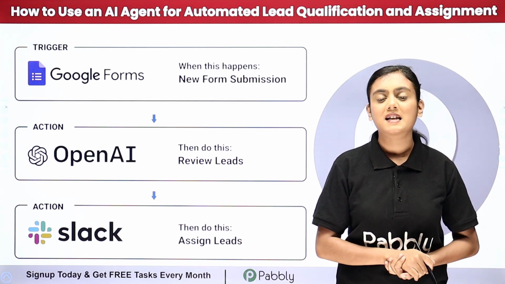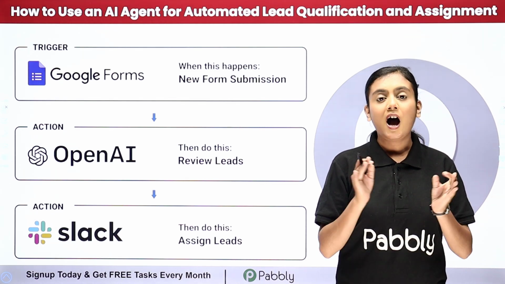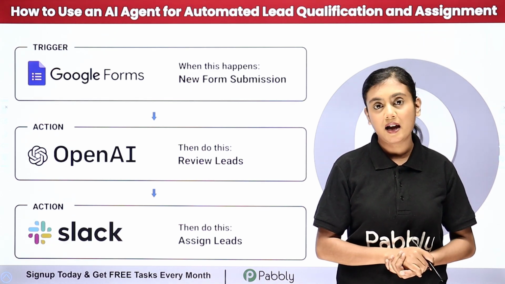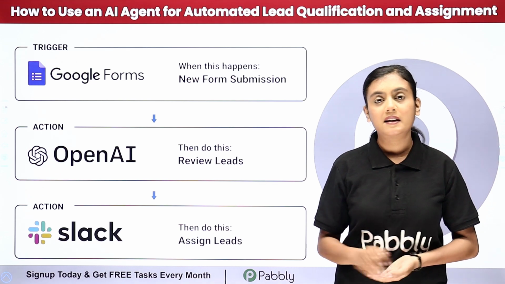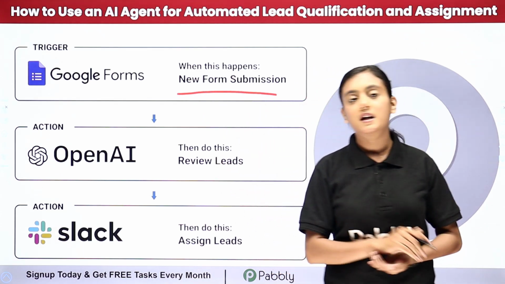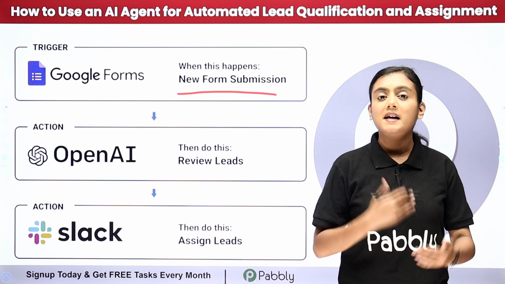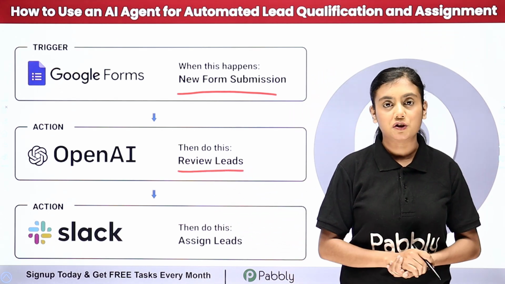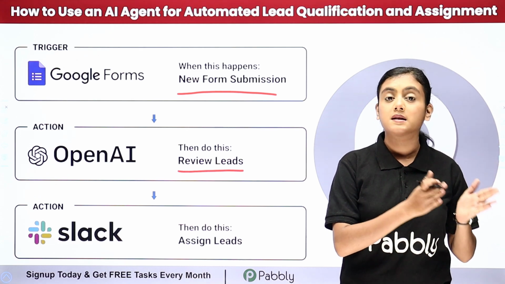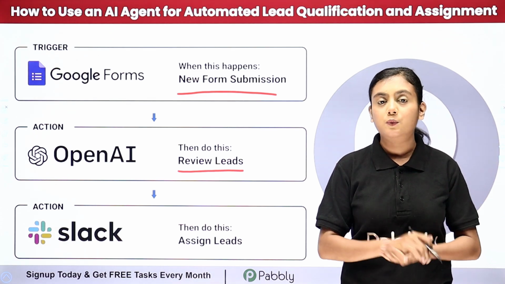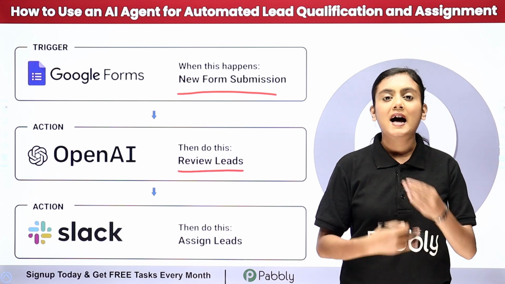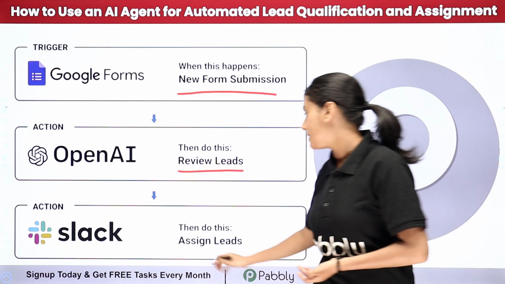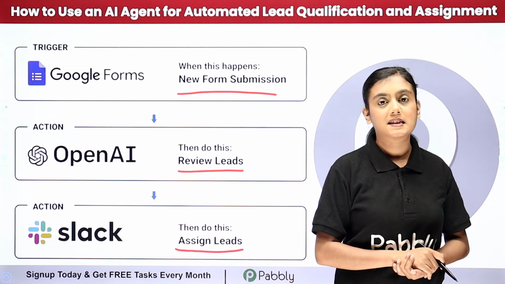So for this process, I have created an AI agent. How this AI agent is going to work is that as soon as a new lead is generated by the potential customers or clients, that means a new form submission is done using Google Forms, automatically an AI agent is going to review the lead. Okay, the lead qualification is going to be done, like what is the priority of the lead, then what the lead wants, all the details. And as the AI agent reviews the lead, automatically that lead is going to be assigned to my team member on Slack.